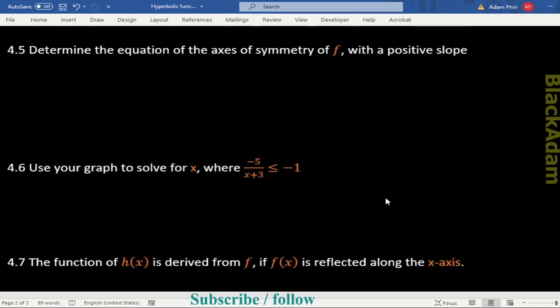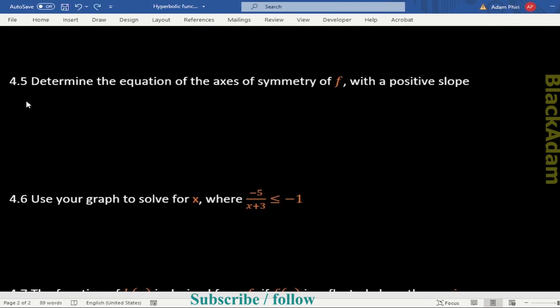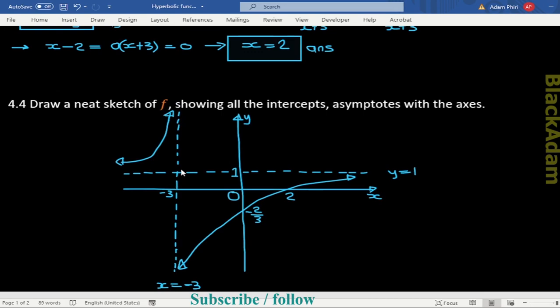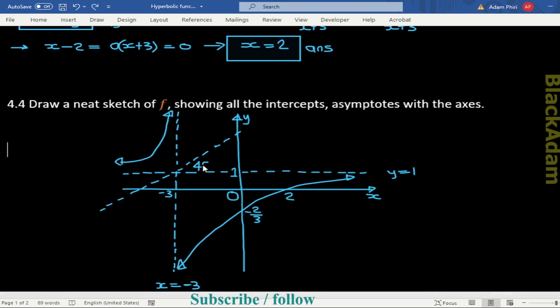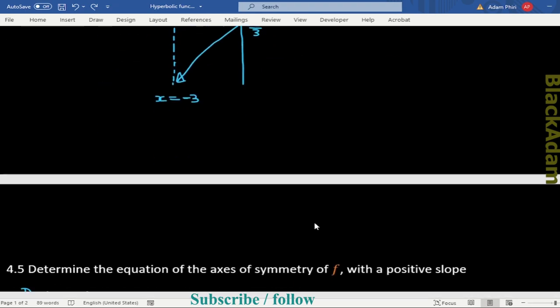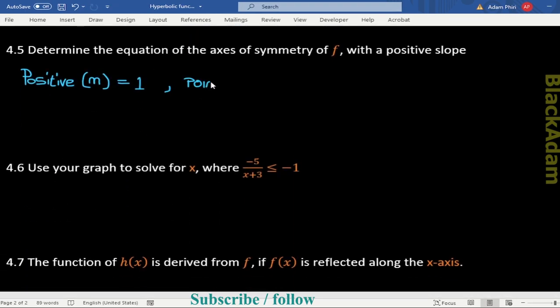Okay, and from there we have: determine the equation of the axis of symmetry of f, positive, so they're looking for the positive part. So we look at the graph, which part will be positive, so it's going to be positive at that part. So that's the point of the axis of symmetry. So that means we have 45 degrees there. It cuts at x equals y, and then because of the shifts that we have, that means we'll have to have a positive gradient at the point of axis.